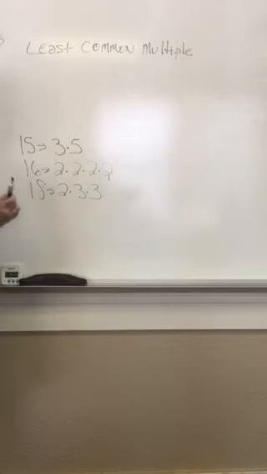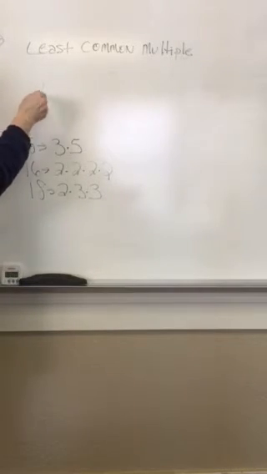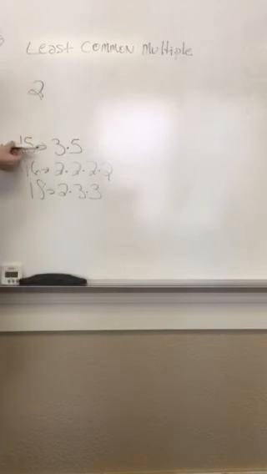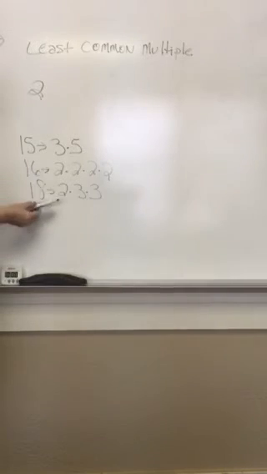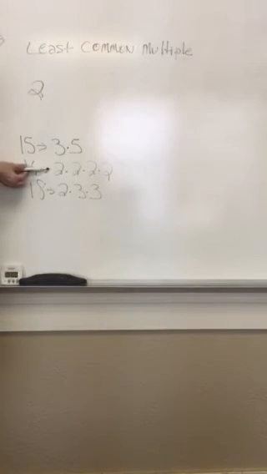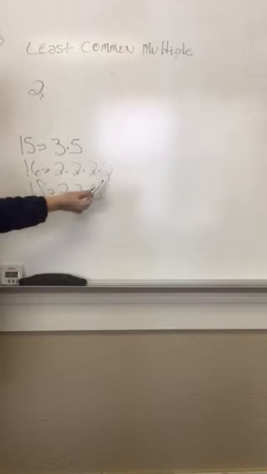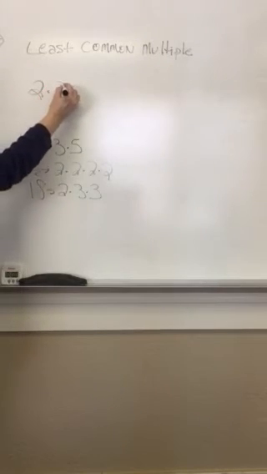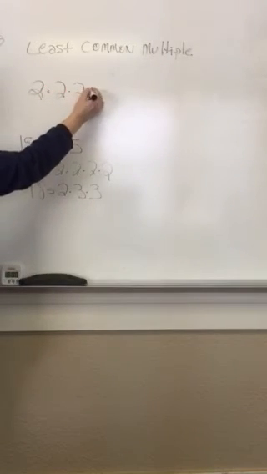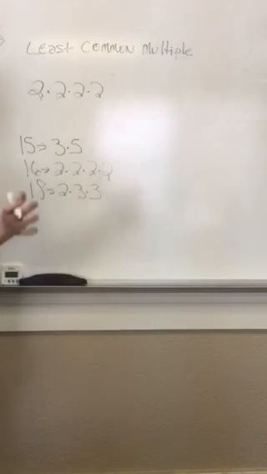So let's start with the number 2. Well, there's no 2's here. There are 4 of them here and only 1 here. So it appears the most here. How many times? 4. So we write it 4 times. 2 times 2 times 2 times 2. That takes care of the 2's.